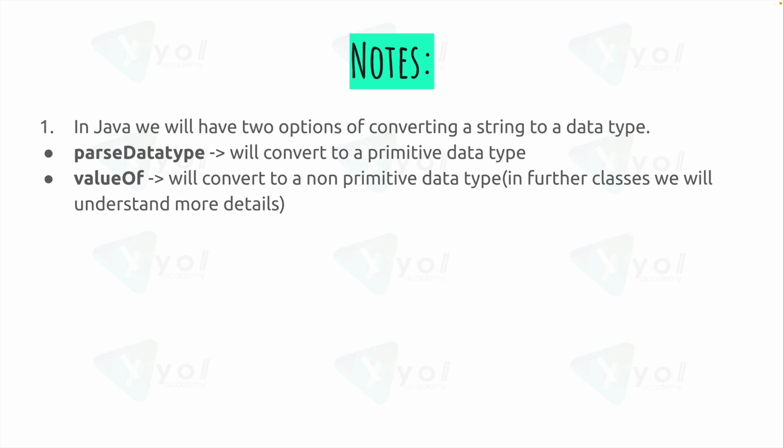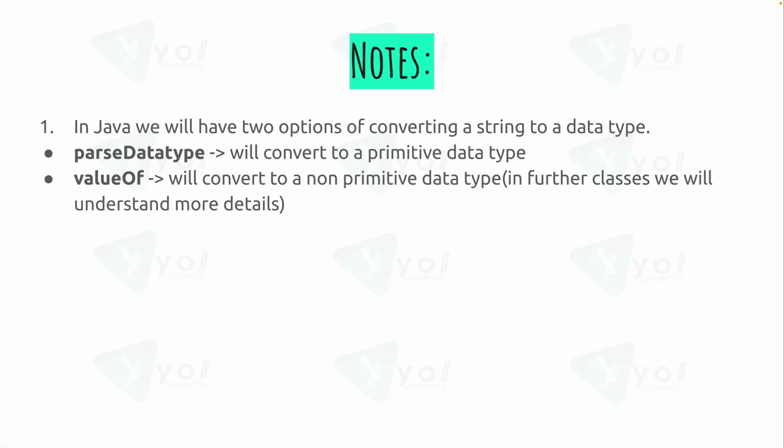Now, first of all, in Java, we'll have two options of converting a string to a data type. The first option is going to be the method parse and the data type. You'll see the pattern soon. But parse will actually convert to a primitive data type. And why is this important? Because we have the second option, that is valueOf. And the difference between these two is basically that valueOf will convert to a non-primitive data type.